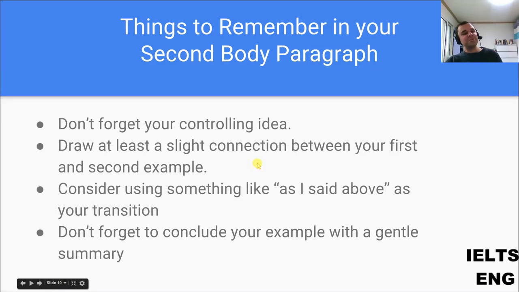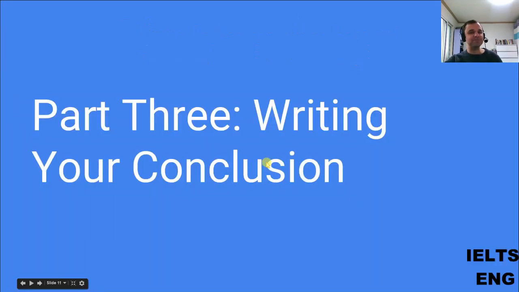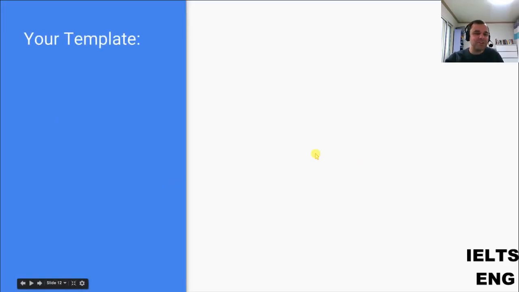So once we finish those 2 body paragraphs, we have to write a conclusion. How do we do it? Simple. There's a template. Go figure, there's always a template, and I don't think I need to say it, but I will. The template works no matter what the question is. It always works. So let's check it out. Begin with something like "In conclusion," and then restate your main point. Continue with something like "This is because reason 1 and reason 2."